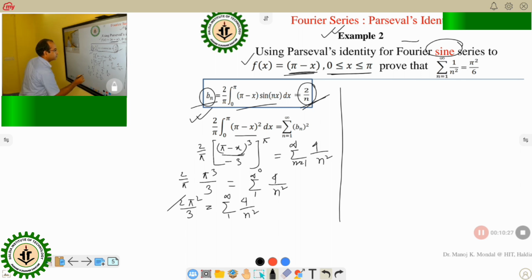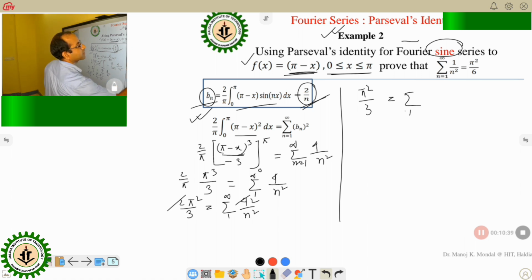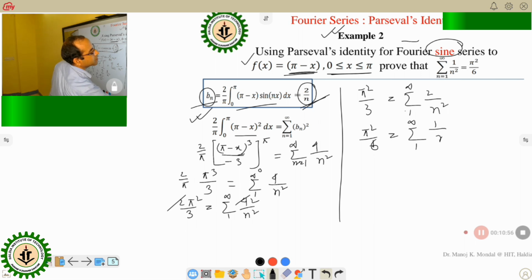So next, on the left hand side is 2 and here is 4, that means they cancel, it will be 2. That means pi square by 3 is equal to summation n from 1 to infinity of 2 by n square. This is nothing but pi square by 6 is equal to summation n from 1 to infinity of 1 by n square. Proved.